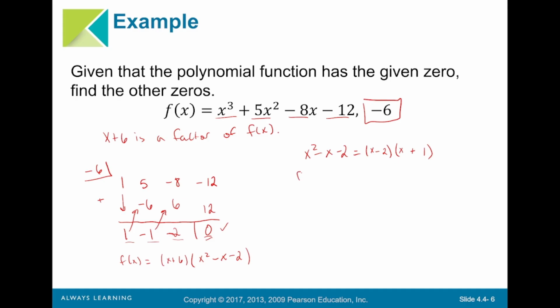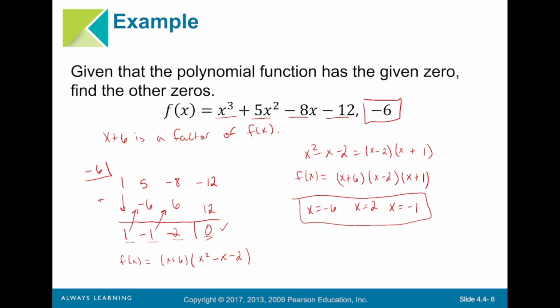So now I know f of x overall, pulling in the x plus 6, and then the factored quadratic, I have f of x equals x plus 6 times x minus 2 times x plus 1, fully factored. So now we have all of our zeros, of course. X equals negative 6, x equals 2, and x equals negative 1, as the problem requested.